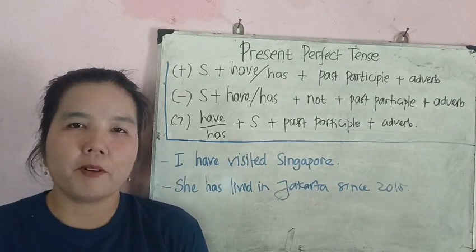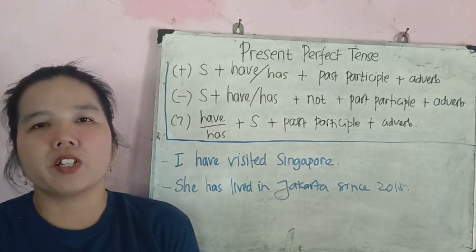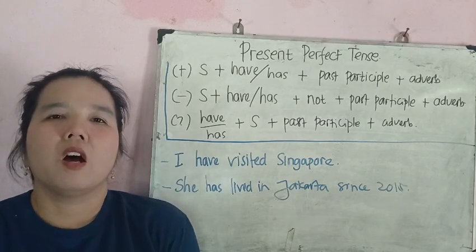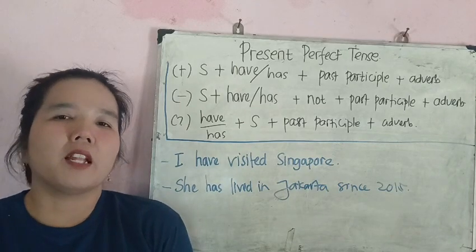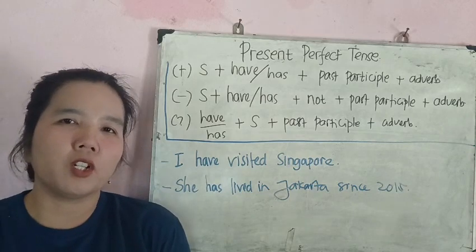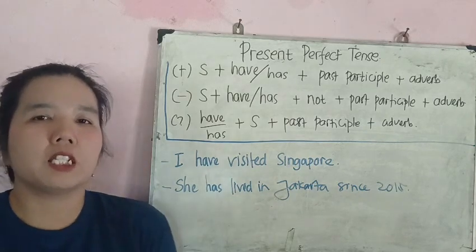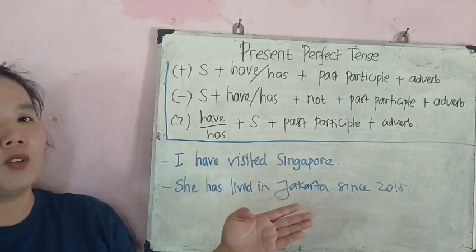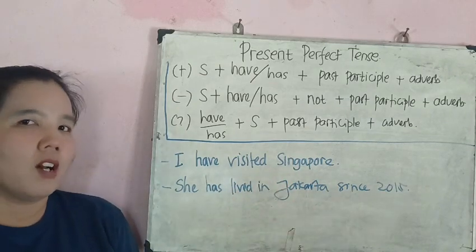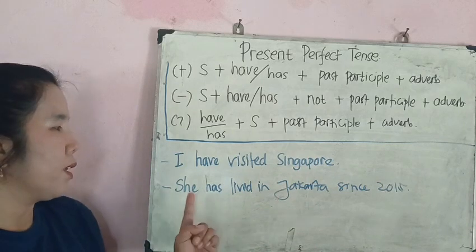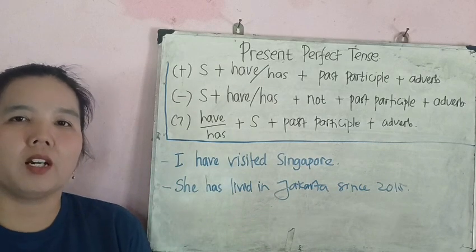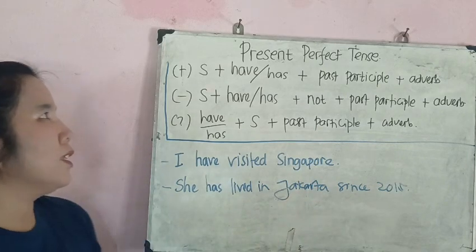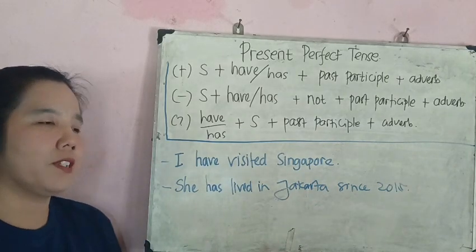We use the present perfect tense to talk about actions that happen at an unspecified time in the past, or actions that started in the past and are still continuing until now. Examples: I have visited Singapore. We don't use the time. Time is not mentioned. And she has lived in Jakarta since 2015.